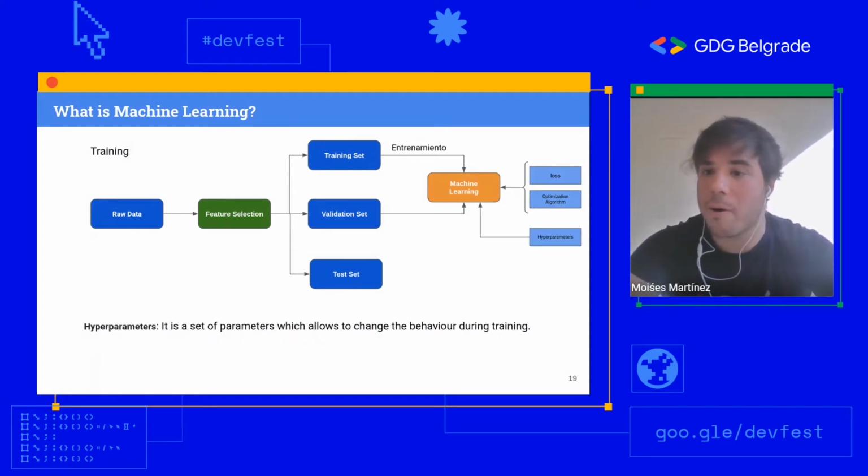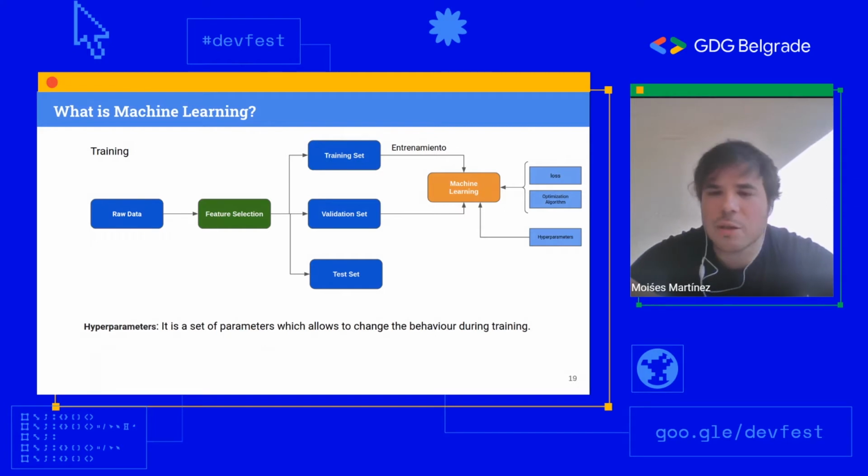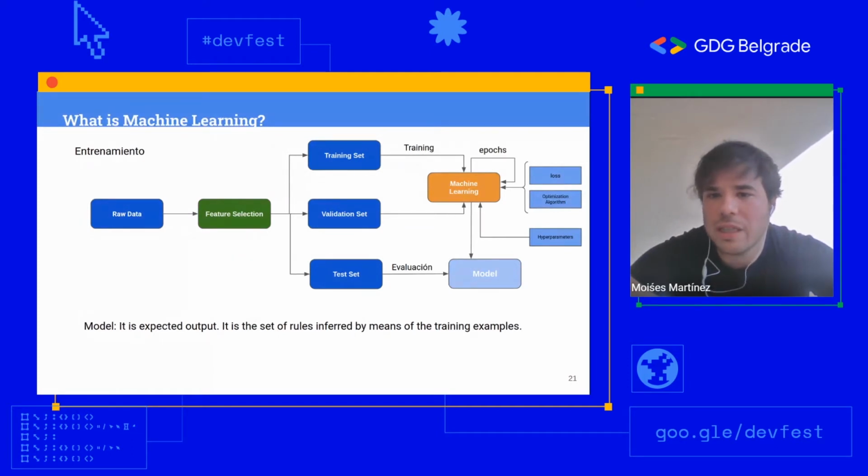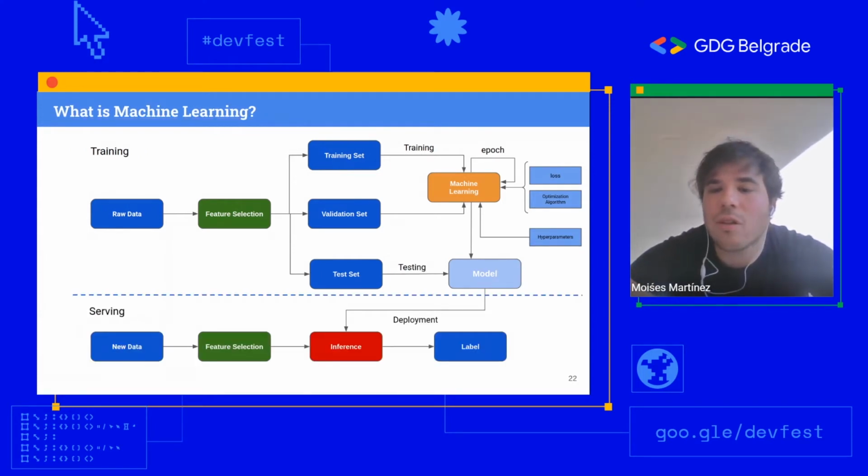And finally, we have the hyperparameters. The hyperparameters are something specific for each algorithm. Each algorithm has a group of parameters which allow us to change the behavior of the algorithm during the training. For example, to speed up the training process, to create a model really quick, to use less information, or to define how the algorithm is trained, how it learns. Okay. And this machine learning algorithm is going to be executed during a group of epochs. Depending on the number of these, the execution process will be longer or not. And finally, if we execute all of these, we can create a model.